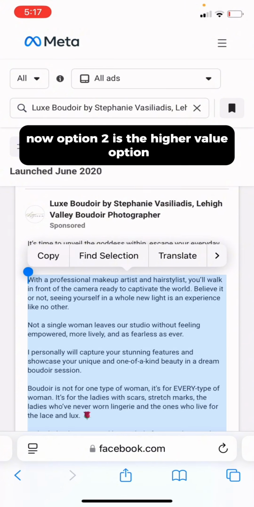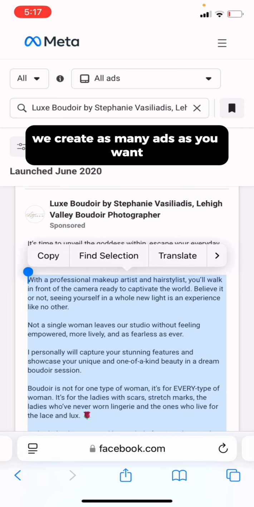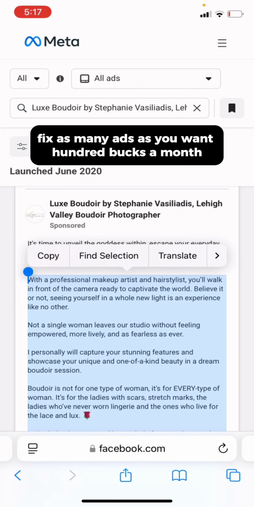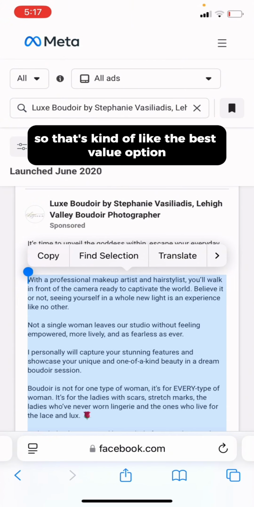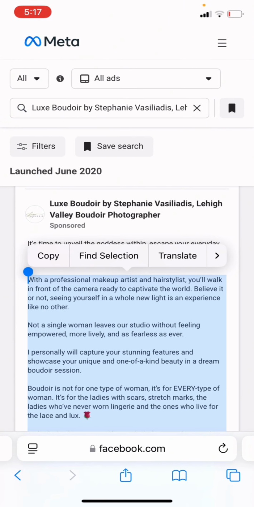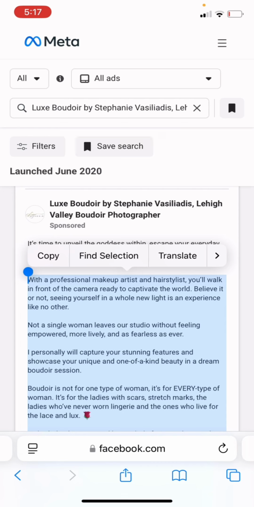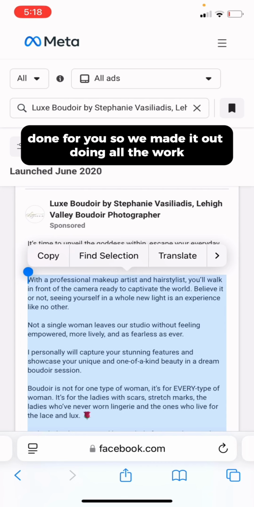Now, option 2 is the higher value option. That is where I work on all your ads. We create as many ads as you want, test as many new ads, fix as many ads as you want, $100 a month. So that's the best value option that we've got out here. You can basically collab with me as much or as little as you want. Both these offers are done for you, so it'll be me doing all the work.